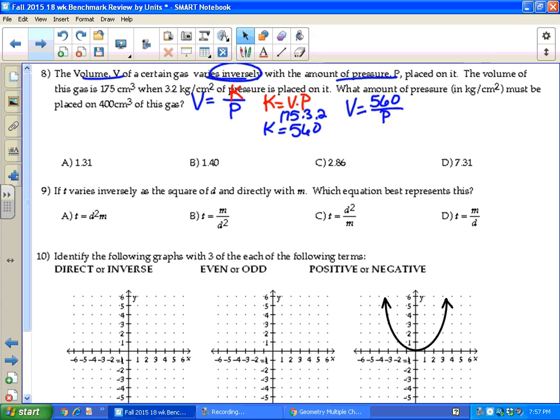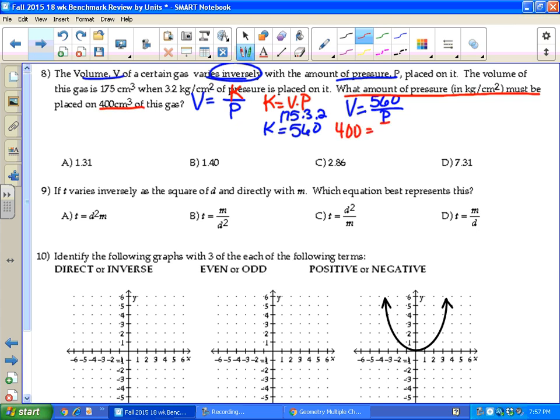Now I'm going to use that equation to find what I need. Find the amount of pressure that must be placed on 400 cubic centimeters of gas. So 400 goes here. So you go to 560 over P. I cannot solve with P on the bottom. Multiply both sides by P. I get 400P is equal to 560. Finally, to solve, I divide by 400, and I get P is equal to 1.40, which is choice B.